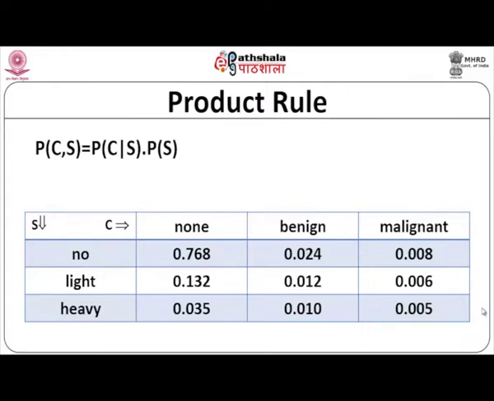So, this is nothing but the calculation, giving you the probability of C comma S, which is the probability of C given S times the probability of S, which you have with you. This is the product rule.